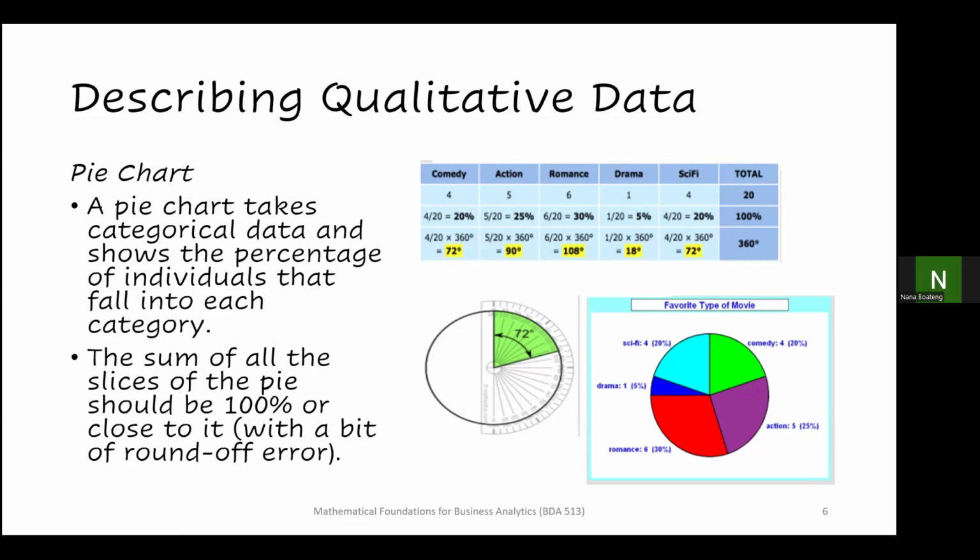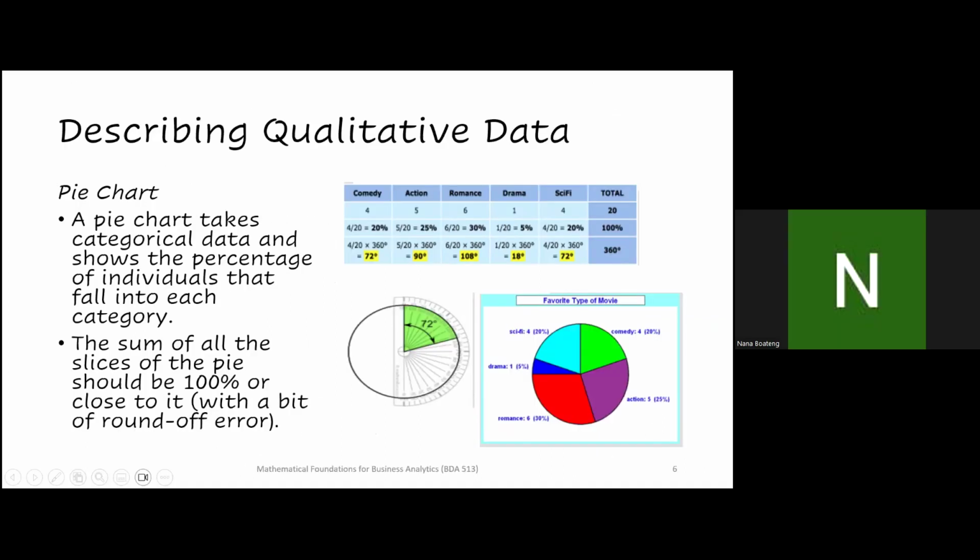All right, if you want to calculate the proportion of comedies, then it will be the 4 divided by the total number of movies. That will be 4 over 20. That gives you 20%. Okay, so you can do the same for the other movies, and then on the right, in terms of percentage, you have comedy being 20%, action 25%, romance 30%, drama 5%, sci-fi 20%.